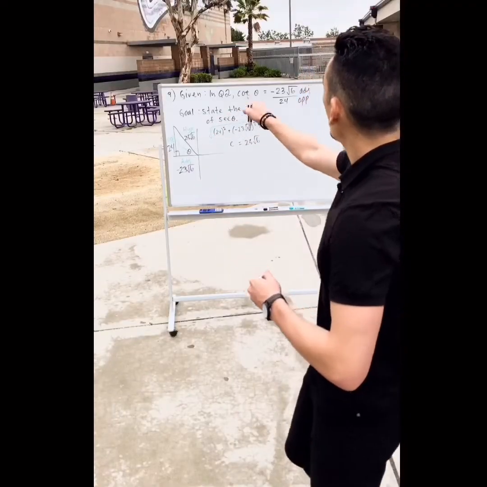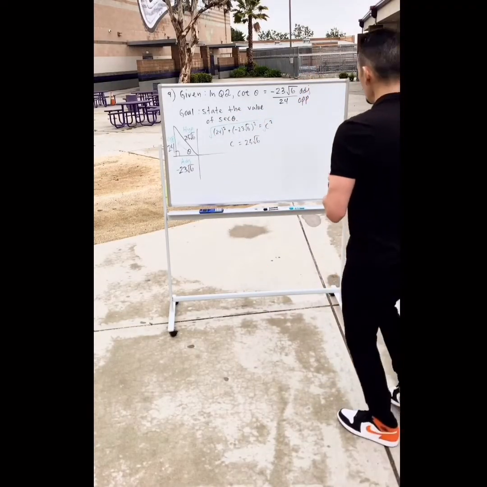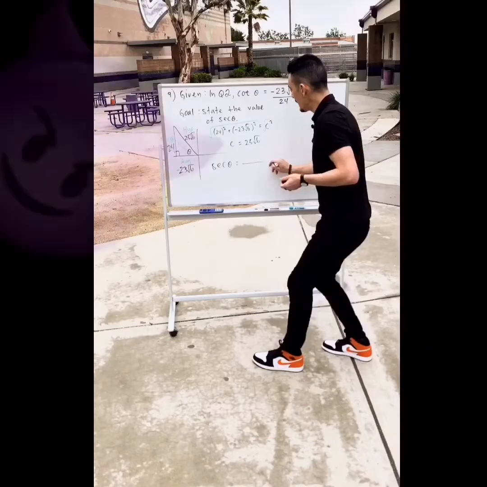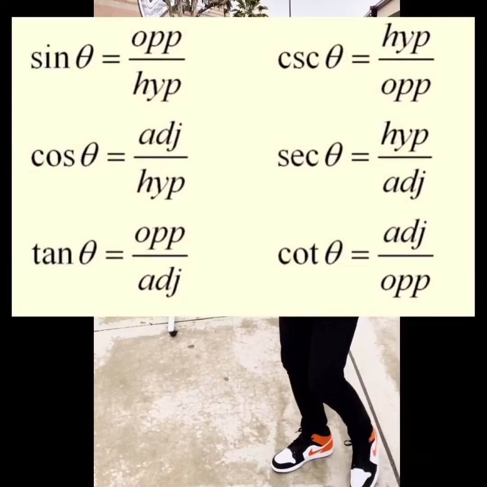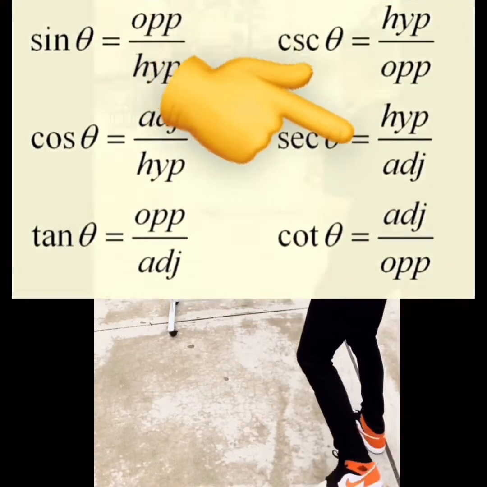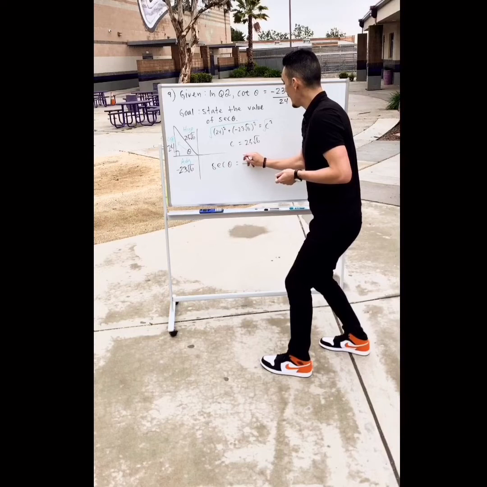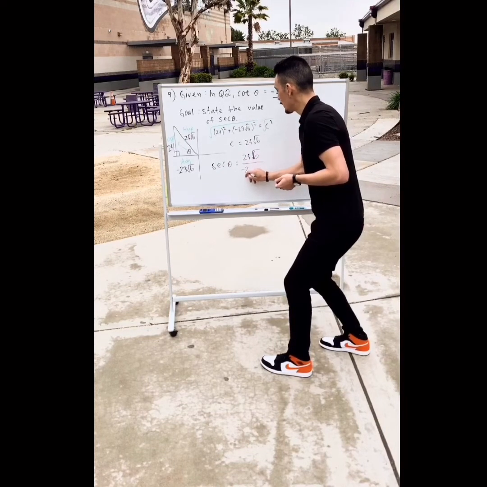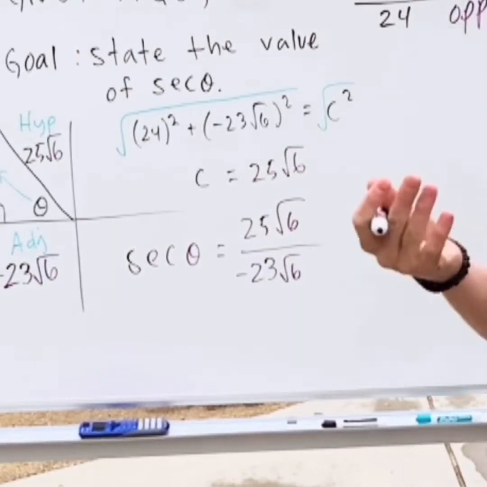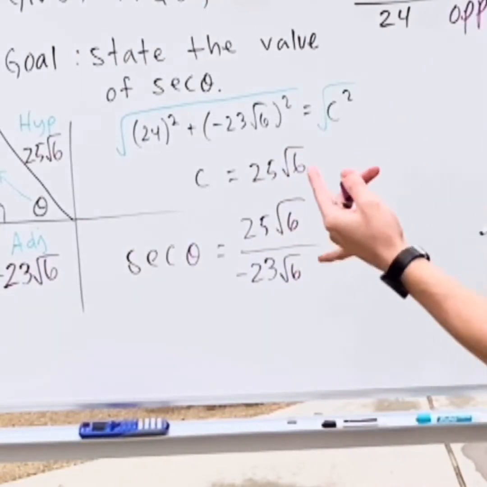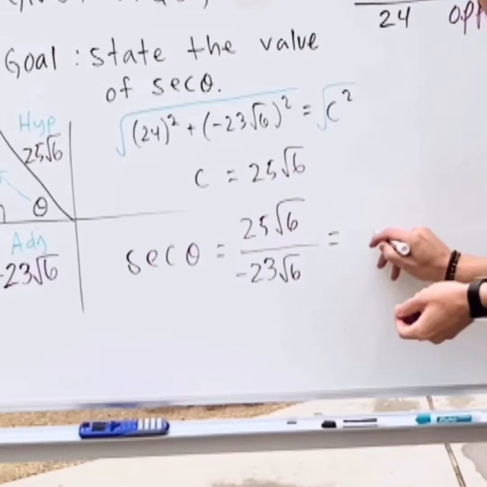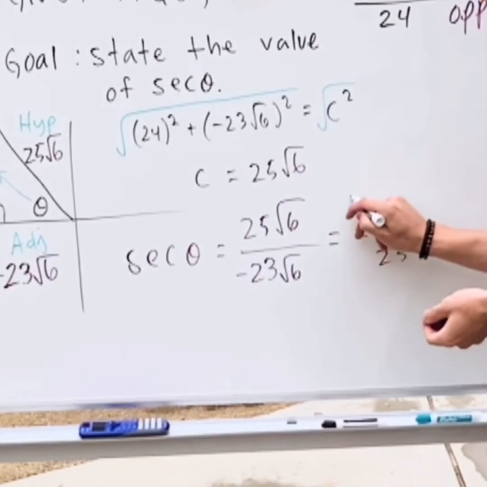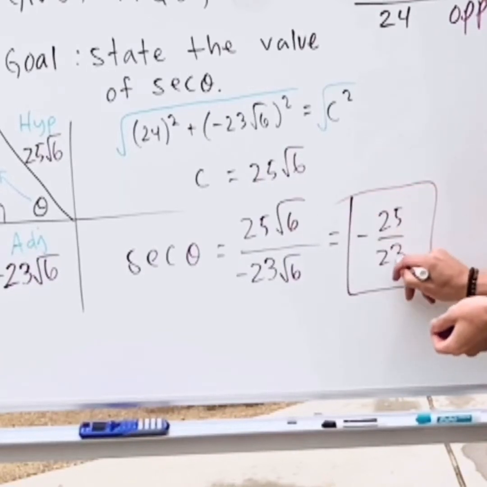So now what's the goal? The goal is to find secant of theta. So final answer, secant of theta equals, now what's secant? Secant is hypotenuse over adjacent. So that would be the hypotenuse over the adjacent. Now you can type that into your Casios if you wanted to simplify it for you, which is fine. But just by looking at this, I can tell that this is going to be the result. So box that in, final answer.